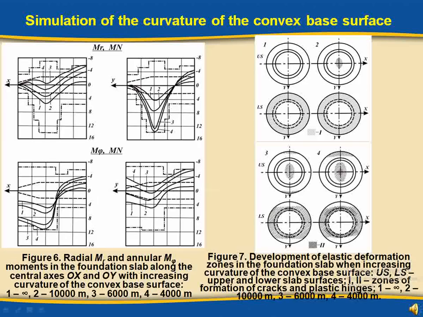It is necessary to determine the stress-deformed state of the round foundation slab when the curvature of the convex base surface is increased. The following values of the curvature radius Rz are used in simulation: 10,000 m, 6,000 m, 4,000 m. Diagrams of the calculated values are shown in Figure 5 and Figure 6, and Figure 7 shows the process of developing cracks and fracture lines on the upper and lower surfaces of the slab when increasing the curvature of the convex base surface.